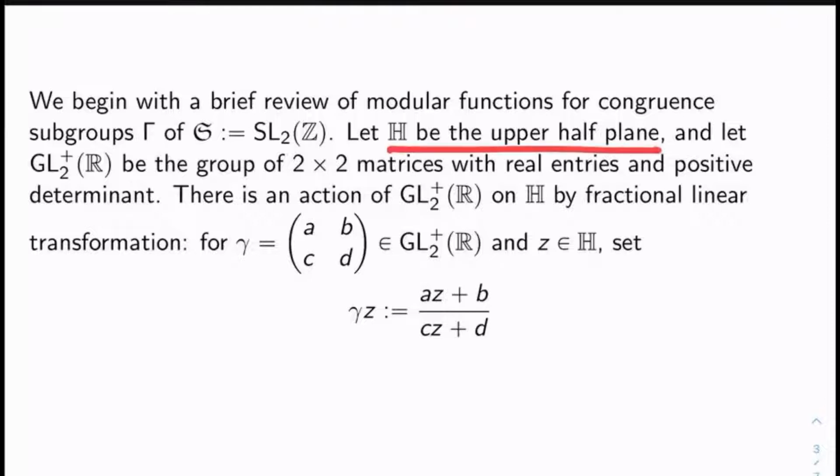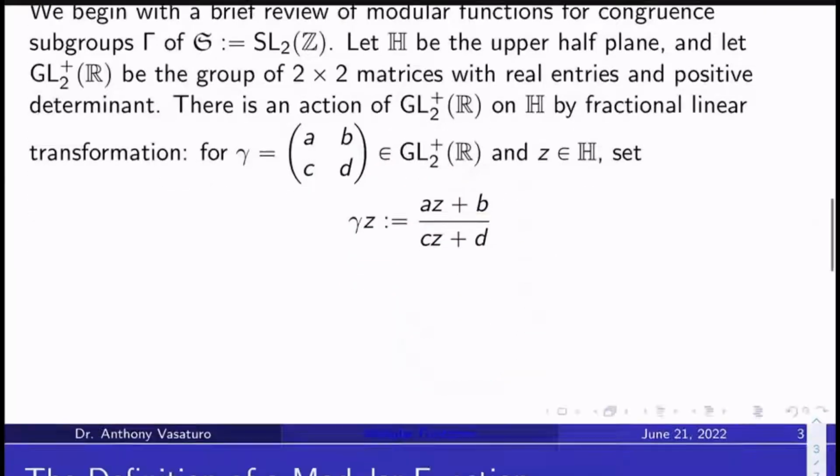Let's let H be the upper half plane in the complex plane. Let's let GL2 plus of R be the group of 2x2 matrices with real entries and positive determinant. There is an action of GL2 plus of R on H by what we call fractional linear transformation. If I give you a little gamma in GL2 plus of R with entries a, b, c, d, and a z in H, the action is given by gamma z equals az plus b over cz plus d. So this is what we call a fractional linear transformation.